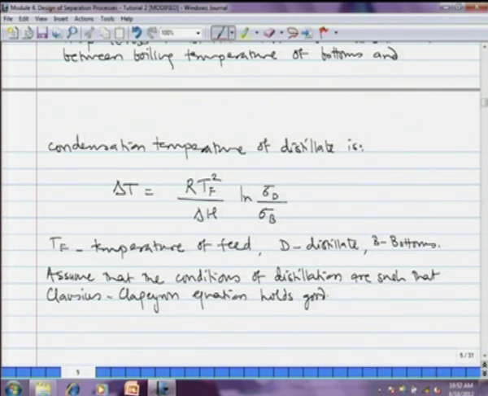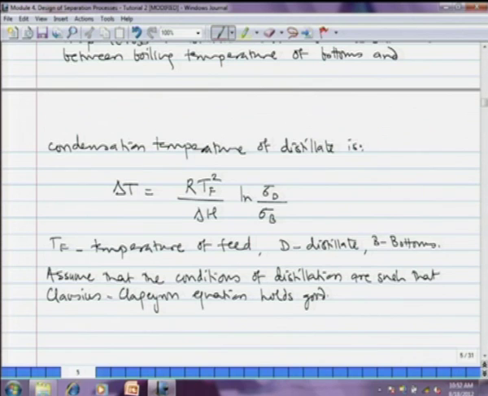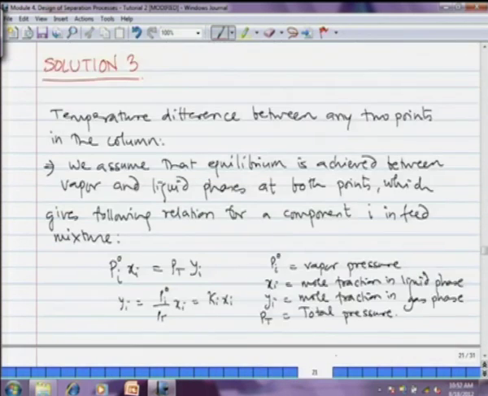We can make an assumption that the conditions of the distillation are such that Clapeyron equation holds good. That means, we are not having very high pressure distillation, we are having low to moderate pressure, let us say atmospheric distillation, and the mixture is relatively ideal, so that the Clapeyron equation holds good. Now, we start the solution.